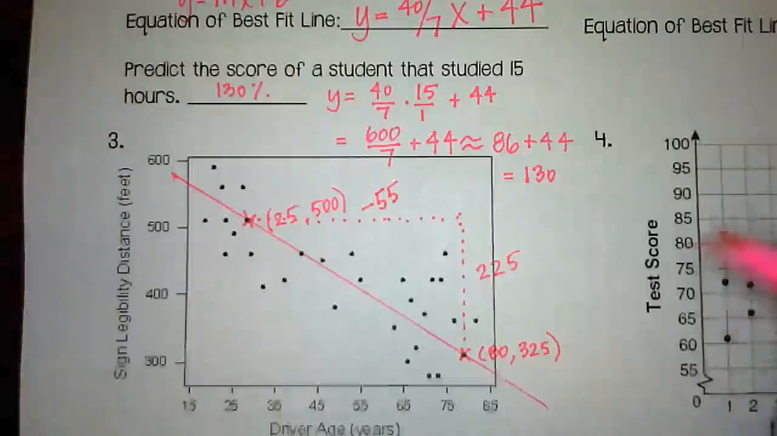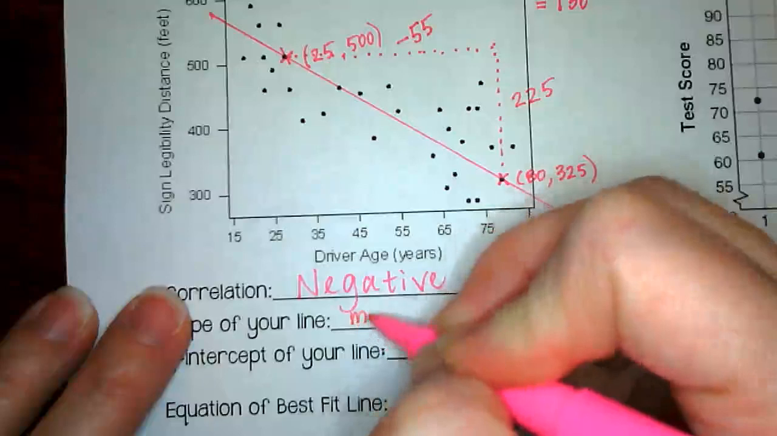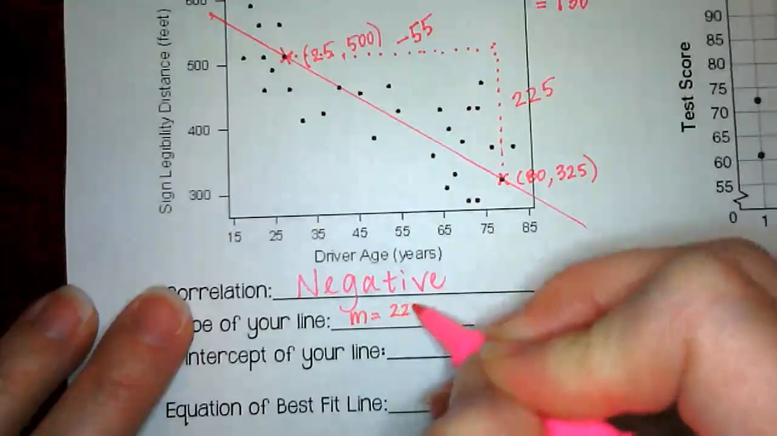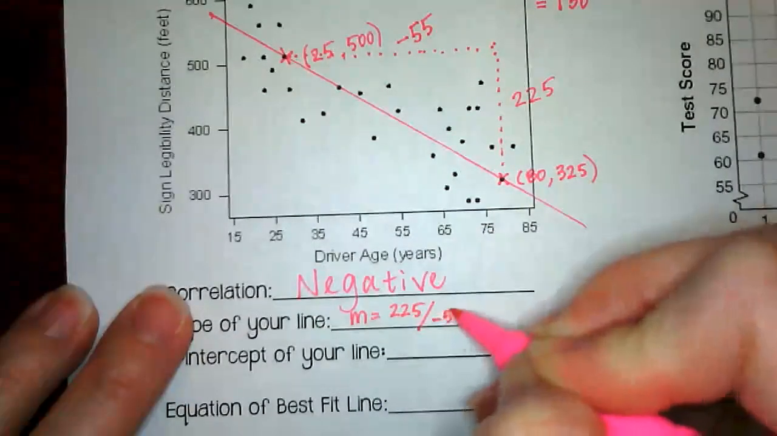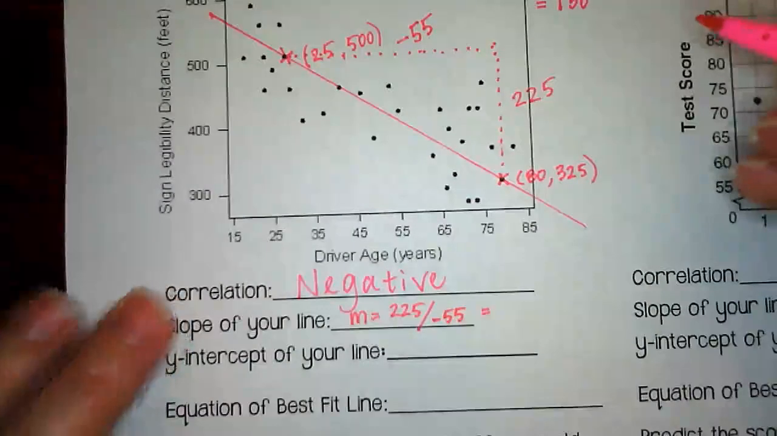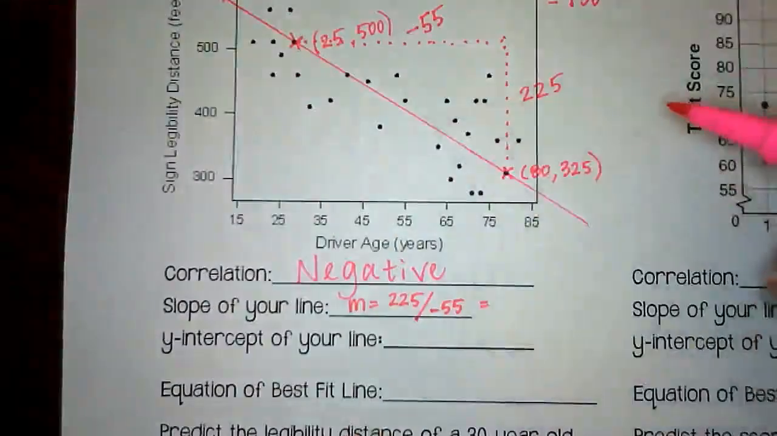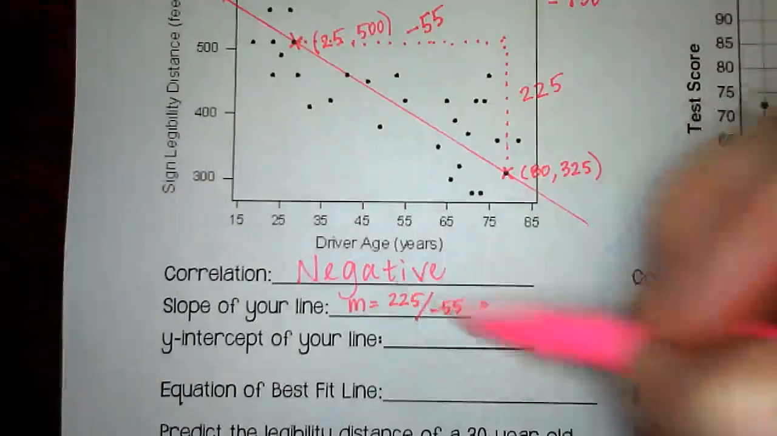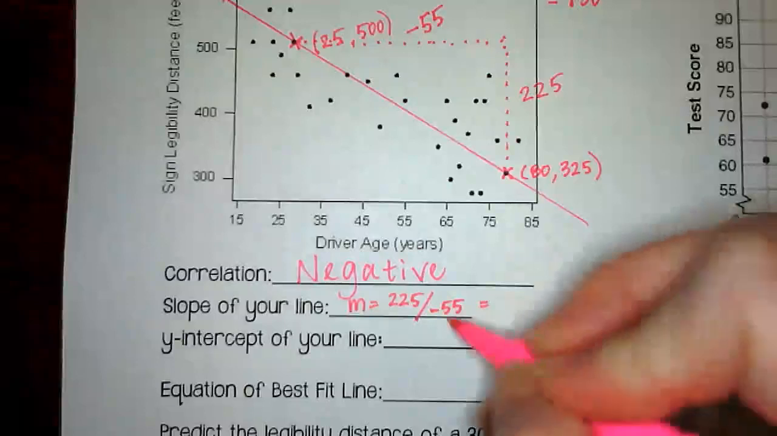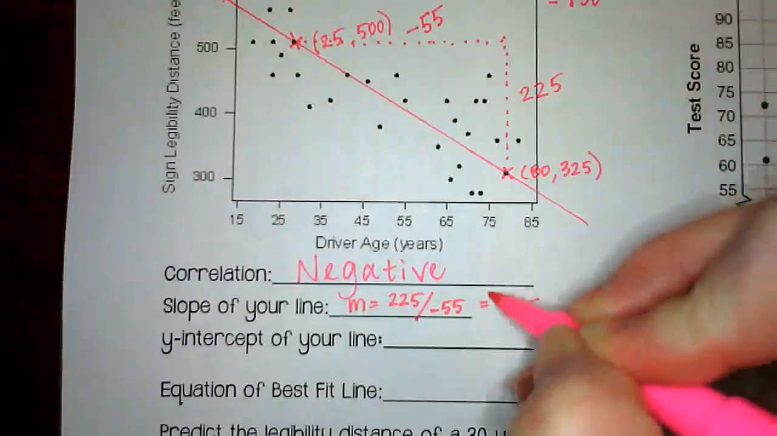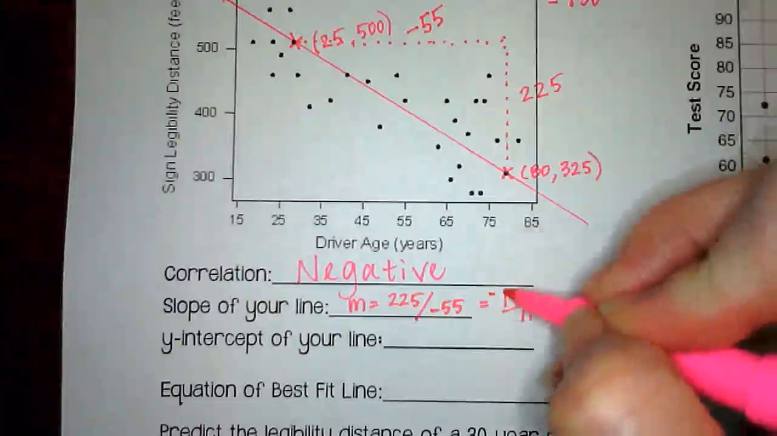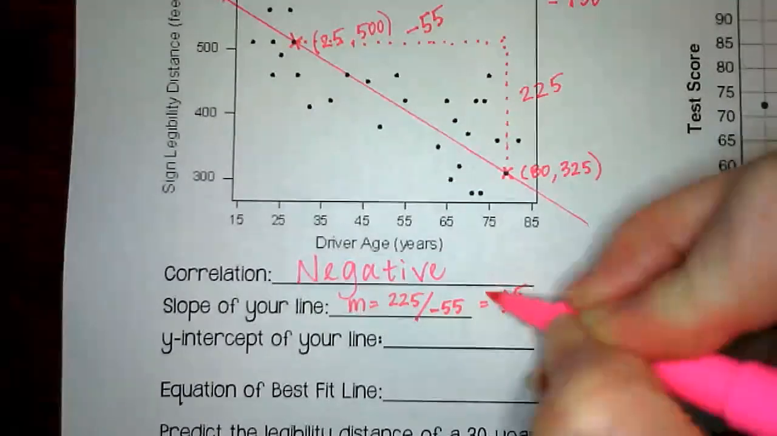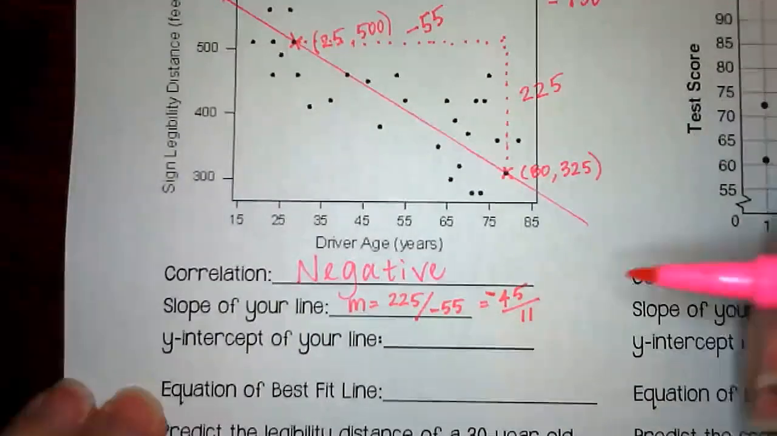So then that is going to give us our slope, which is the rise over the run. And then, again, it should be negative because our correlation is negative. But then the other thing is that we can reduce this. So let's see, I know 5 will definitely go into both of those. So 5 will go into that 11 times. It is negative. 5 will go into that 45 times. So that gives us our slope.